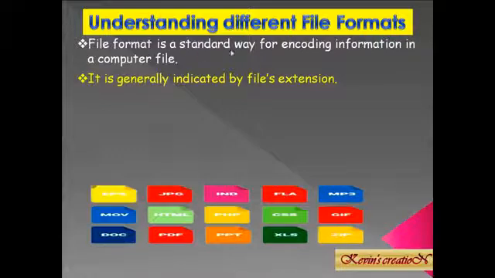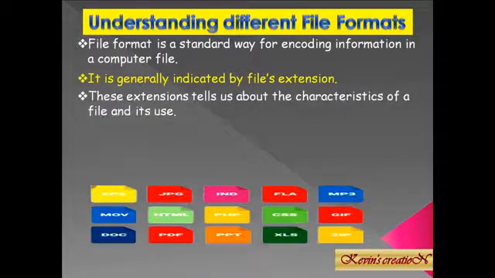File format is a standard way of encoding information in a computer file. We give the information whenever we generate or save the file. It is generally indicated by the file extension. Here you see this extension tells us about the characteristics of a file and its use. The moment we see the file extension, for example, when we see MP3, we come to know it is an audio or music file. When we see JPG, we come to know it is an image. The extension tells us which kind of file it is.